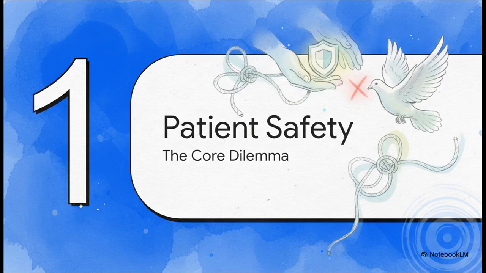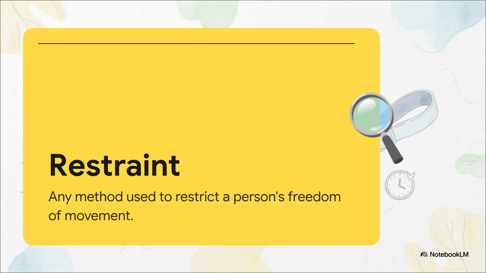You see, whenever we start talking about restraints, what we're really talking about is patient safety. Our number one goal, always, is to protect our patients from getting hurt. The tricky part, the real dilemma, is making sure the methods we use to protect them don't end up causing harm themselves. So what's the official definition we're working with? A restraint is basically any method, and that can be physical or chemical, that limits a person's ability to move freely or get to their own body.